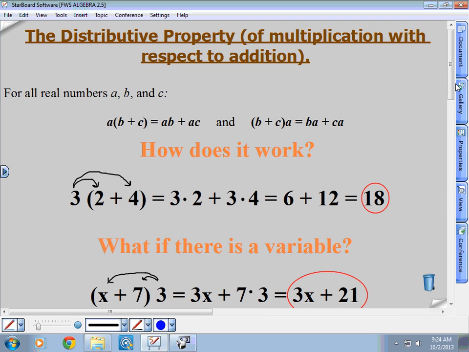So when we're multiplying something by an entire quantity, that means I'm going to distribute this number that I'm multiplying to everything in the quantity. So everything's going to get distributed to. It works like this. I'm going to multiply A times B, and I'm also going to multiply A times C. So both of these are going to get the A, okay? And you have the addition sign in between.